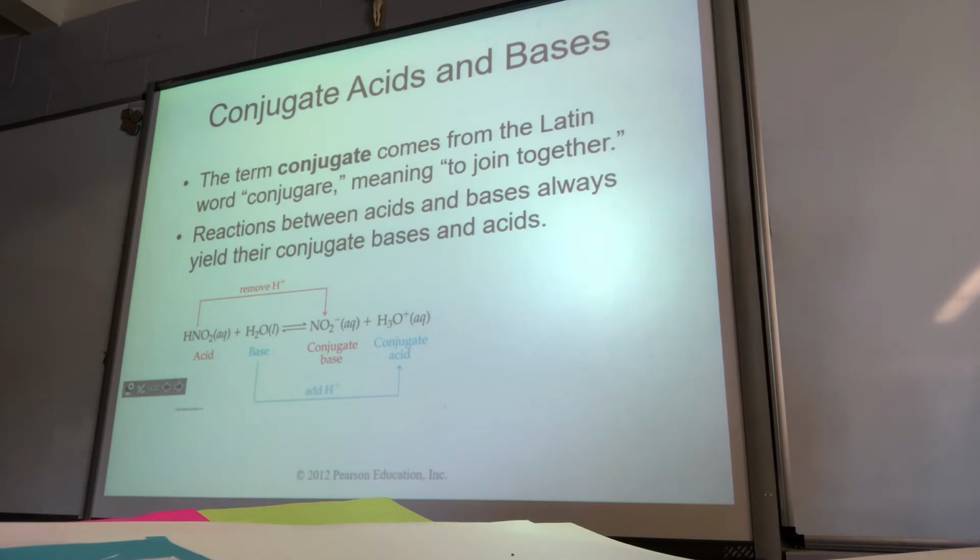I highly recommend you write the whole thing out and you identify the acid becomes the conjugate base and the base becomes the conjugate acid. In this chapter, we're identifying where protons move, meaning we have to identify where they start and where they end. Proton being H.